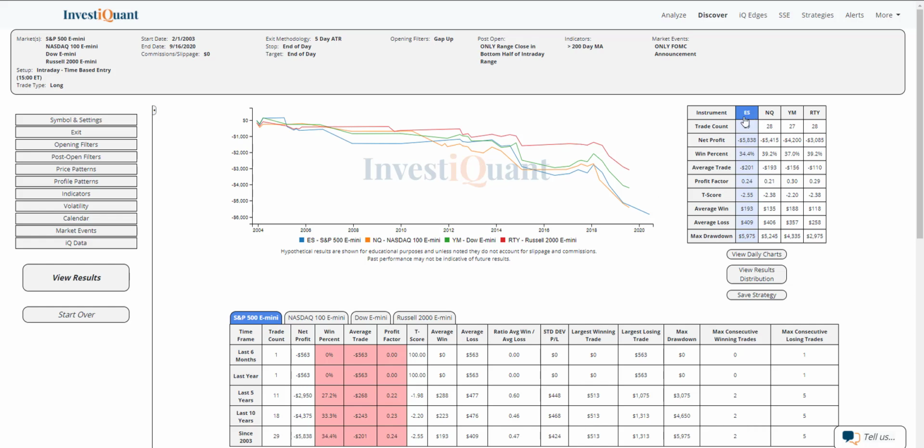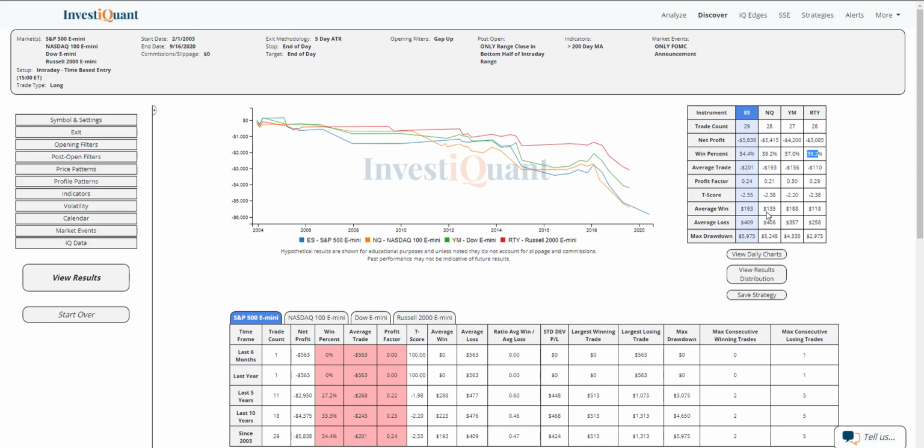So looking at this, historically, we have just under 30 samples in the S&P, the NASDAQ, the Dow, the Russell, all of them very similar sample sizes here, just under 30 each. And win rates on them all coming in under 40%. So we've got the S&P at 34%, the NASDAQ 39%, Dow 37%, and Russell 39%. So all four instruments have been pretty weak in this condition of being in the bottom half of the range at 3 p.m. Eastern Time on the FOMC announcement.